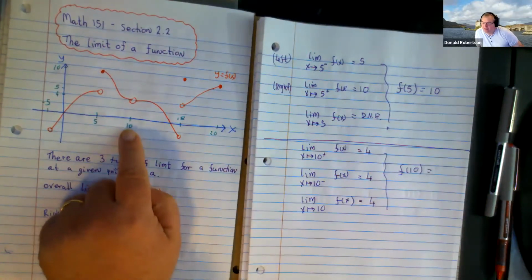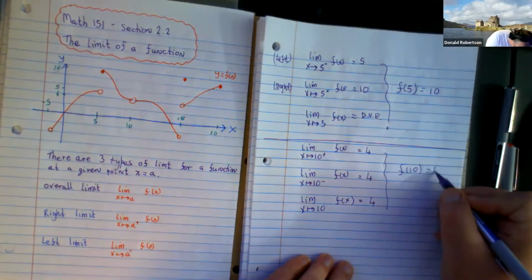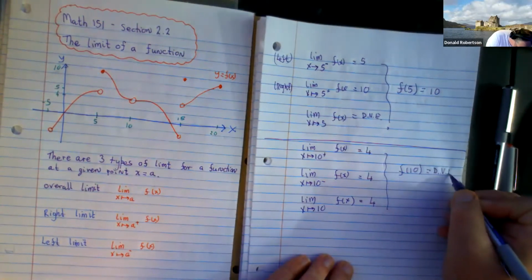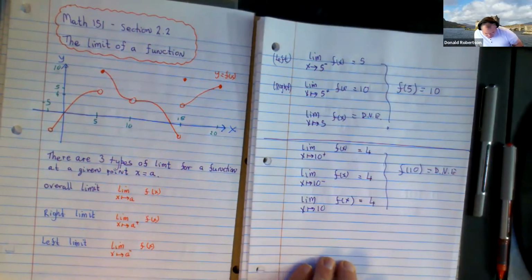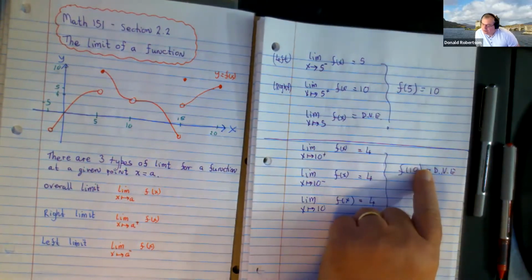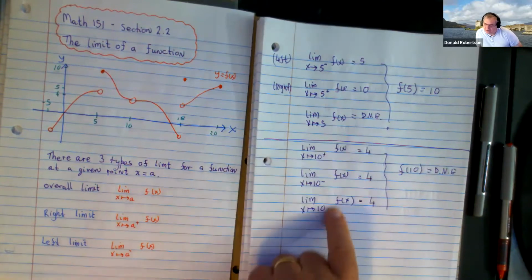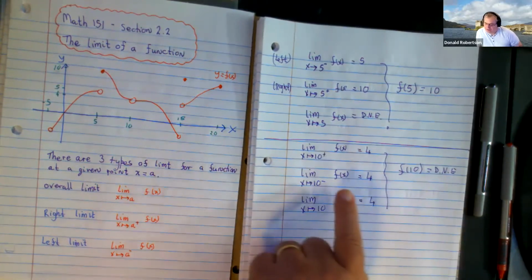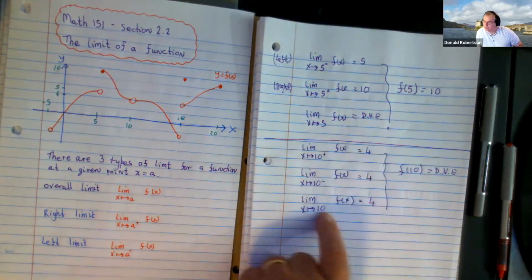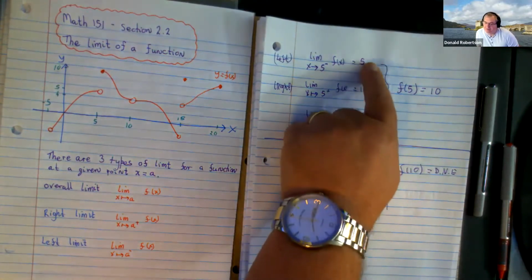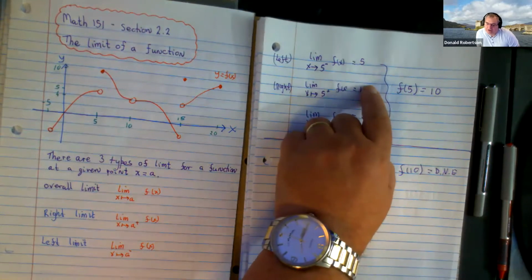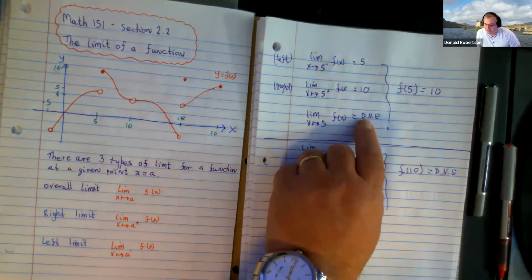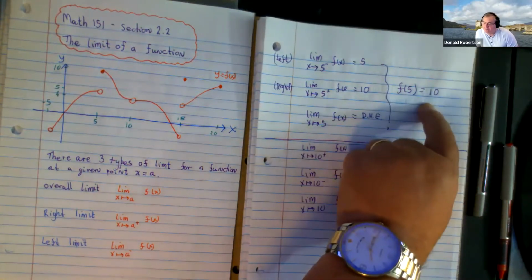Does this function have a value at x equals 10? Which means it does not exist. Notice the value of the function doesn't necessarily fit with the limits, right? This one doesn't exist, but all these are equal to 4. And this one had a 5 on one side, a 10 on the other. The overall limit didn't exist, but the value of the function at 5 is 10.